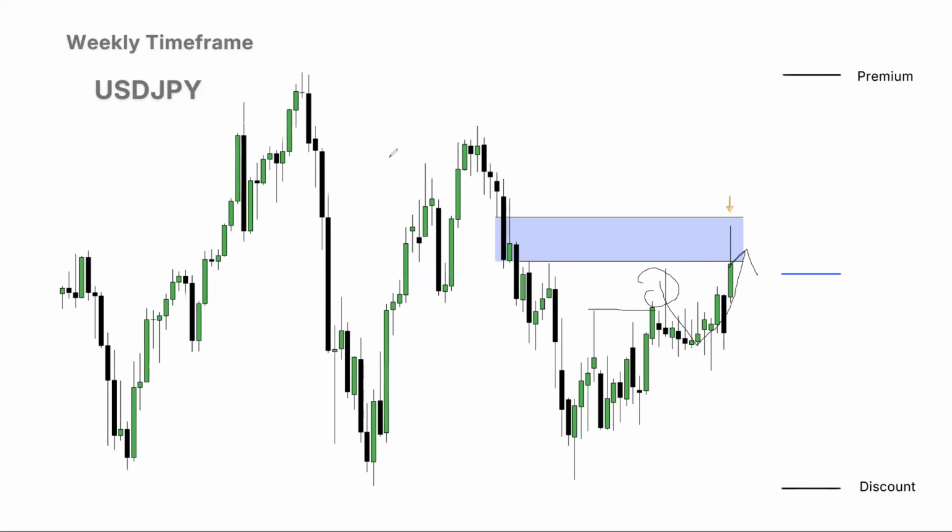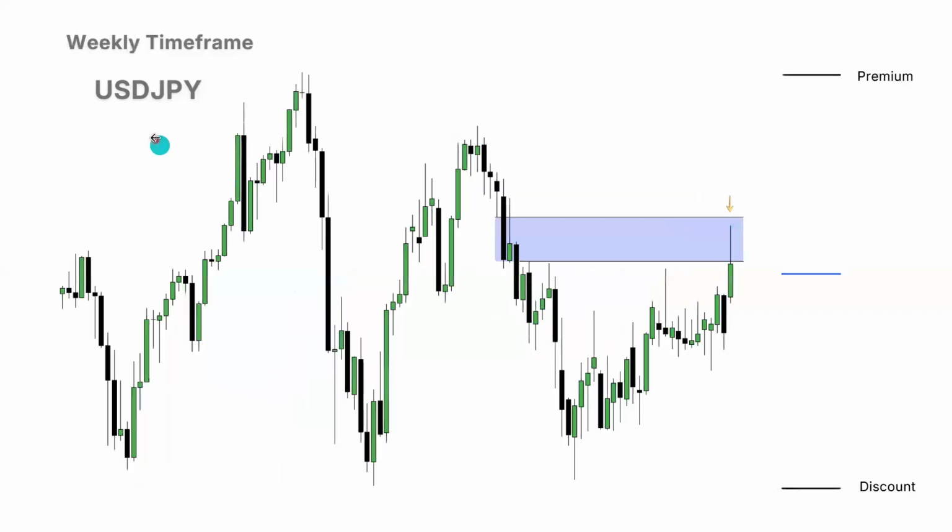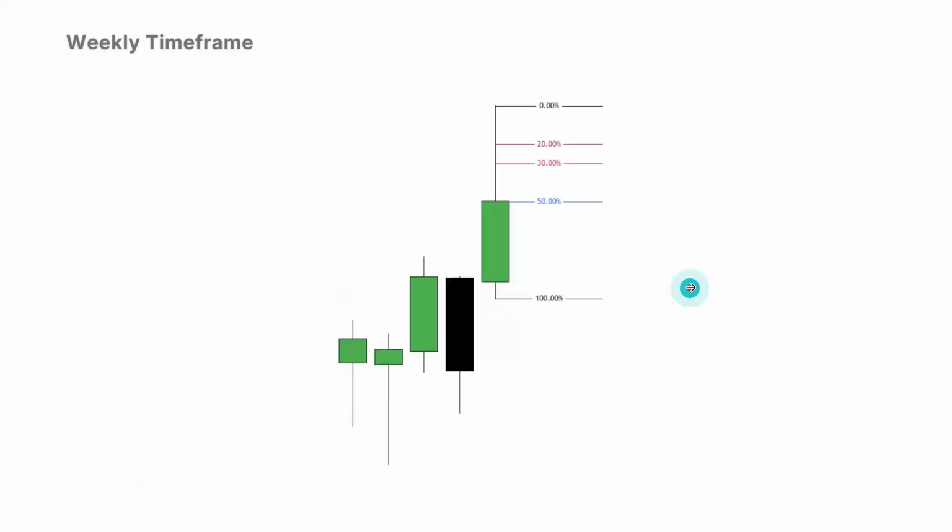Liquidity. Now we can see that we have clear higher time frame PDRA already identified. On the monthly time frame, we have what? A monthly fair value gap. And then on the weekly time frame, we have what? A run on liquidity, which is buy side liquidity. Okay, so let's move on.